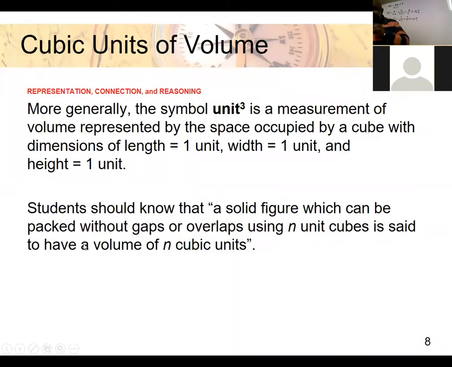All right, so the unit cube is just a measurement of volume represented by the space occupied by a cube with those dimensions: length of 1 unit, width, and height each of 1 unit.